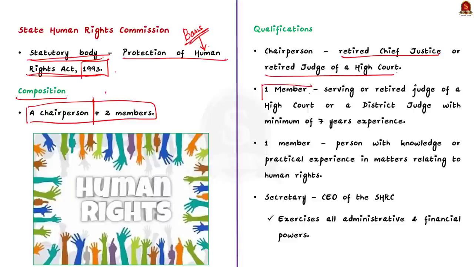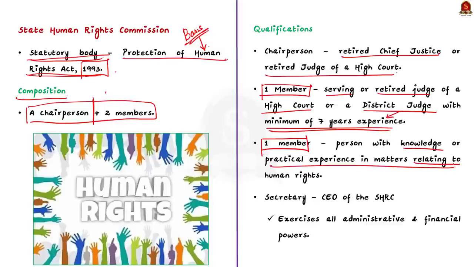One member should be a serving or retired judge of high court or a district judge in the state. In case of district judge, he or she should have minimum of 7 years experience as district judge. Now, for the other member, he should be a person who is having knowledge or practical experience in matters relating to human rights. So these are all the qualifications of chairperson and two members.